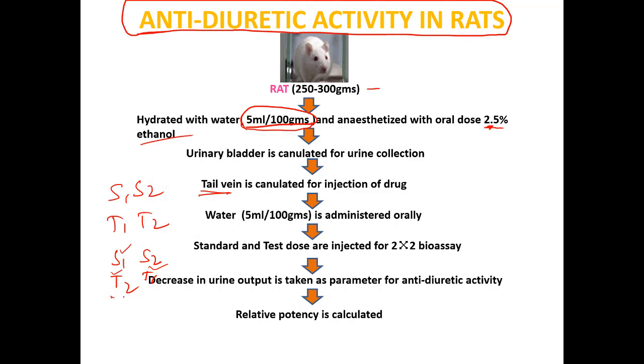After that we have to compare all of this. We have to calculate this 2 into 2 bioassay, and then we have to see whether the drug has shown the antidiuretic effect or not. So this is our antidiuretic hormone.